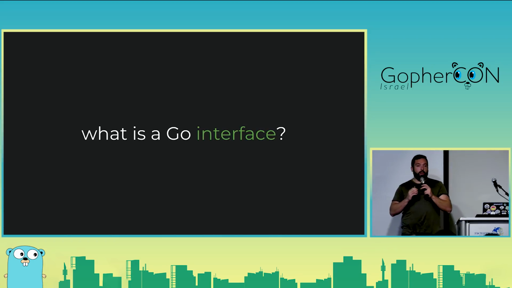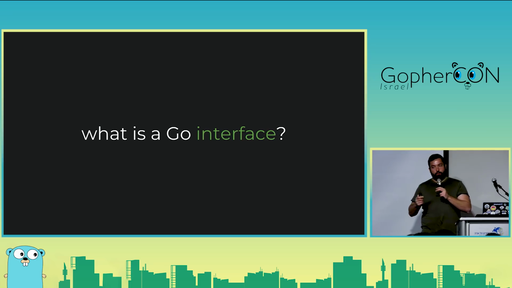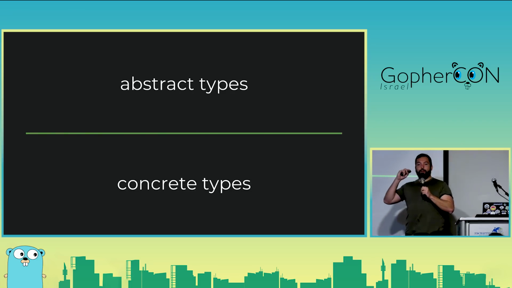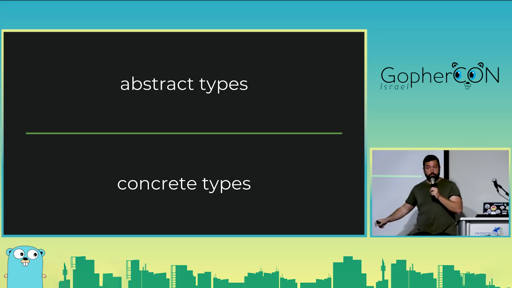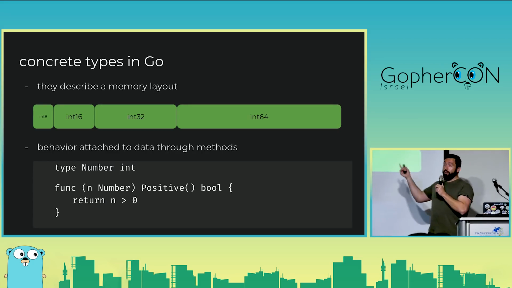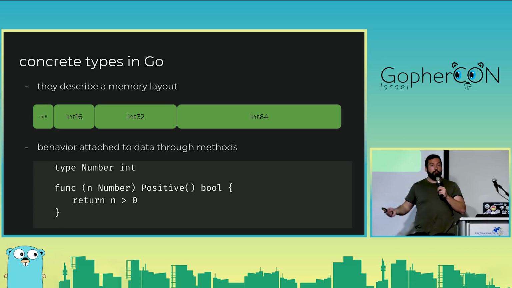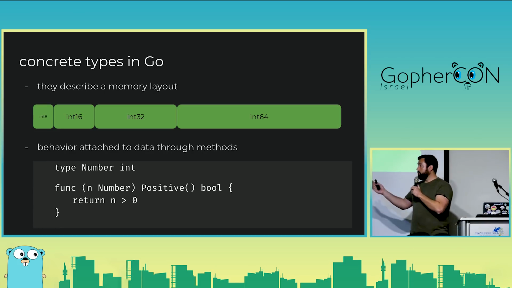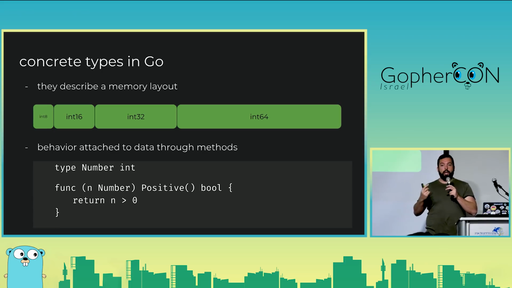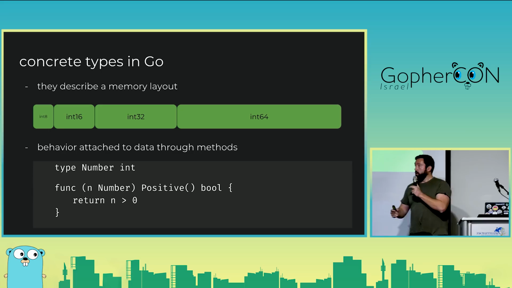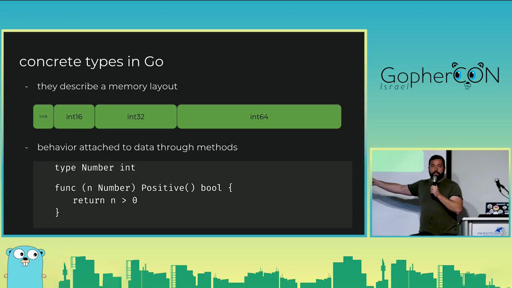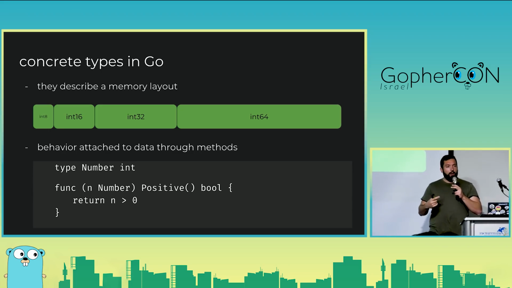So that is what an interface is, but what is a Go interface? In Go, there's two kinds of types. There's abstract types and concrete types, and that's it. All types are either abstract or concrete. Concrete types in Go are the ones that we use all the time. If you think about integers or booleans or strings, they tell you what a piece of memory looks like, right? So when you have an int64, you know exactly how long it is, you know how you can use it, etc.